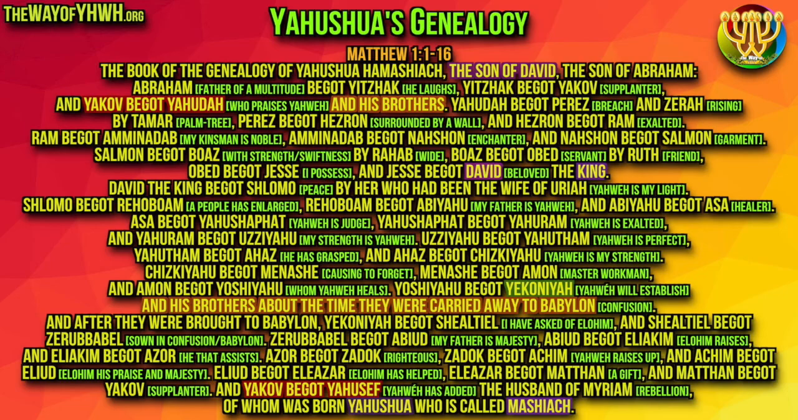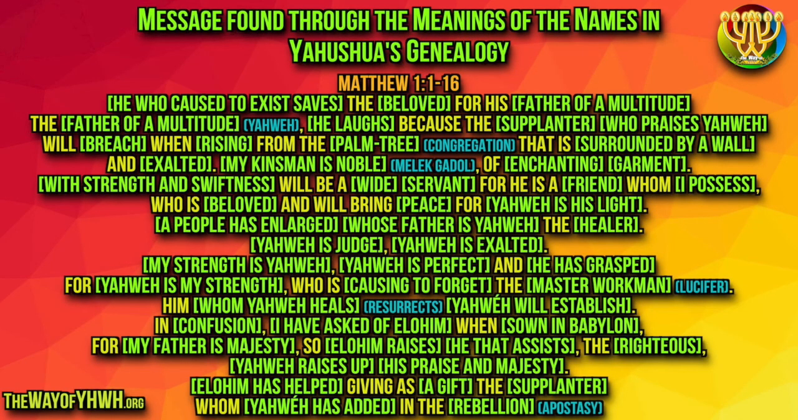So if we understand that Jacob represents the last who will supplant Lucifer, then we can also say the father of the multitude, he laughs as the supplanter, praising Yahweh, and will make a breach when he rises. Remember that the last is the son of justice, as prophesied in Malachi 4:2. And Shimshon, or Samson, his name means son, little son. So he represents the second coming. So we see it here, the rising, like the rising of the son of justice. So the father of the multitude, he laughs as the supplanter. He who praises Yahweh will make a breach when he rises through the palm tree, through the congregation.